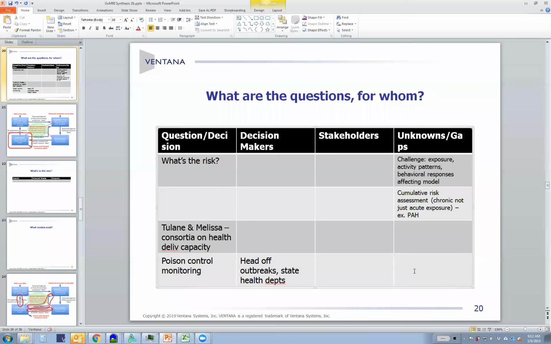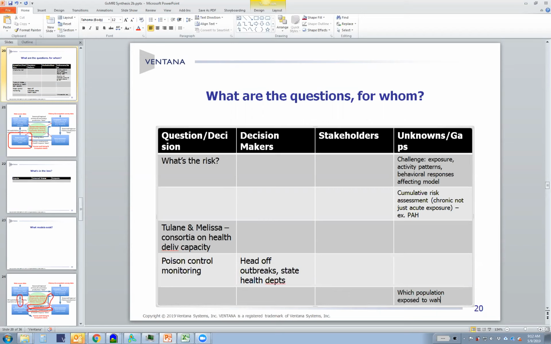Are there other spaces? It seems like, just before we move off that, the real question there is which populations are being exposed and to what, right? That's really the decision-making question for that. And the data gap would be poison control reporting. And let's see, the CDC is the first actor, and then that gets passed on to the state as kind of the intervener. Yes. Great.